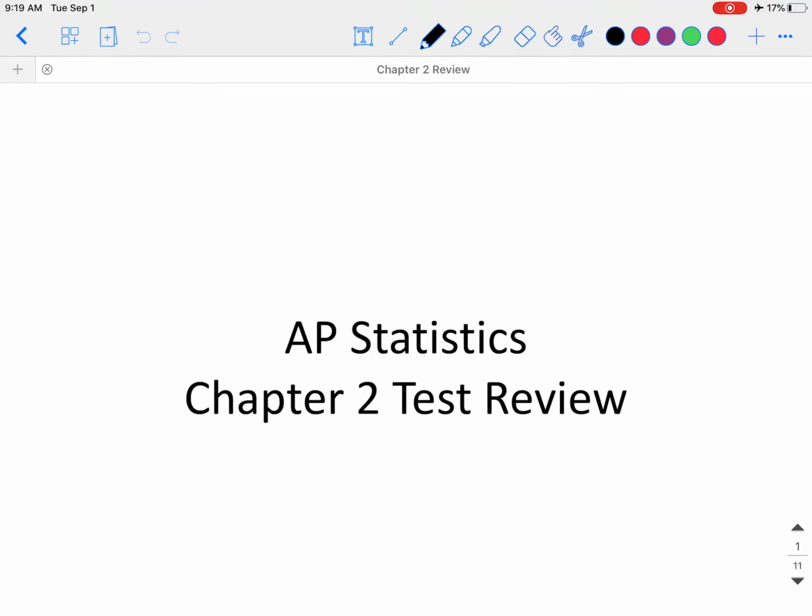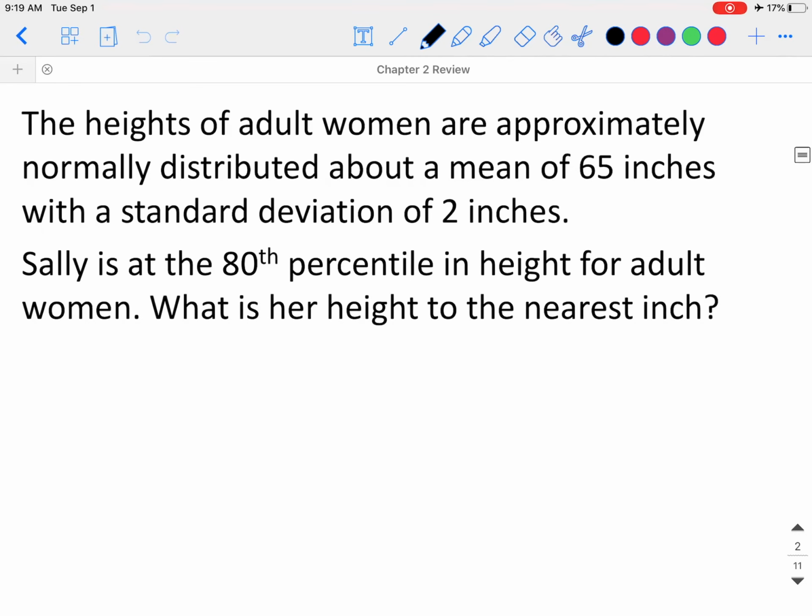This is AP Statistics, Chapter 2, Test Review. The heights of adult women are approximately normally distributed about a mean of 65 and a standard deviation of 2 inches. Sally is the 80th percentile in height for adult women. What is her height to the nearest inch?